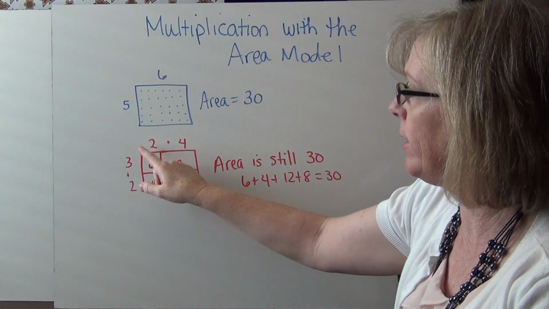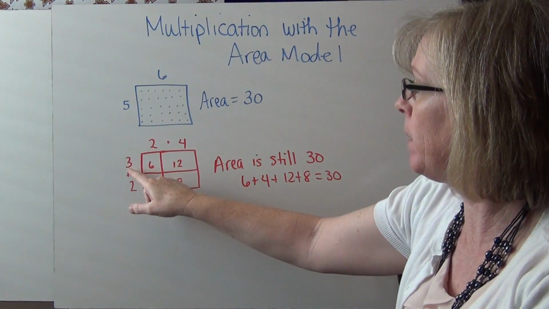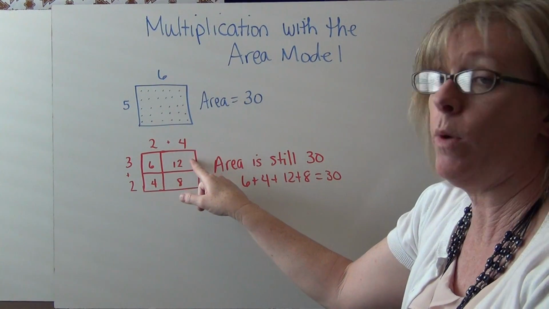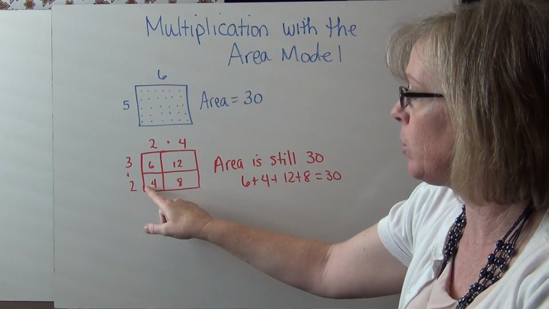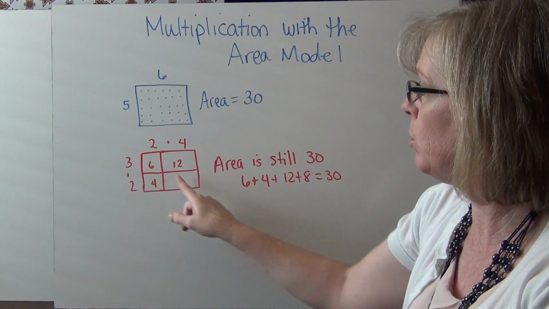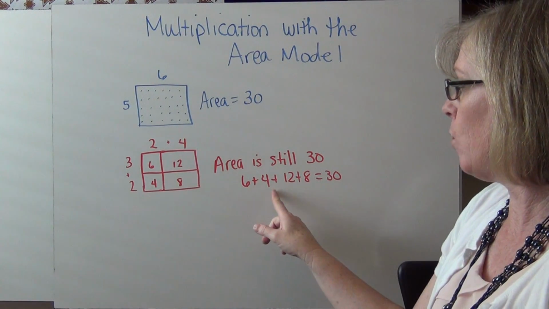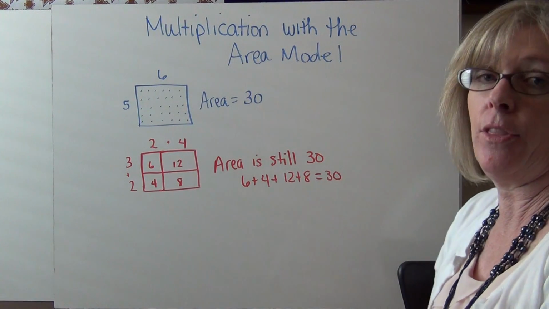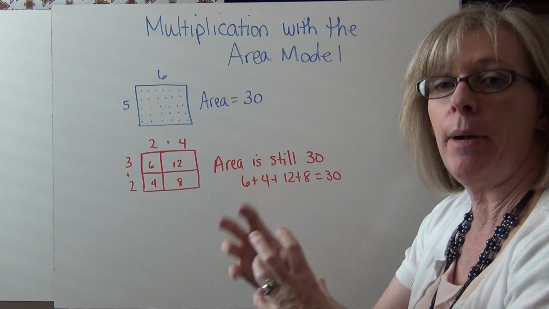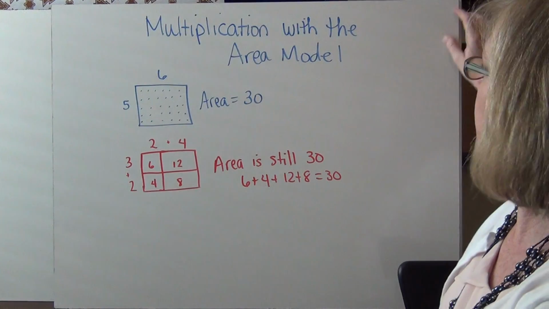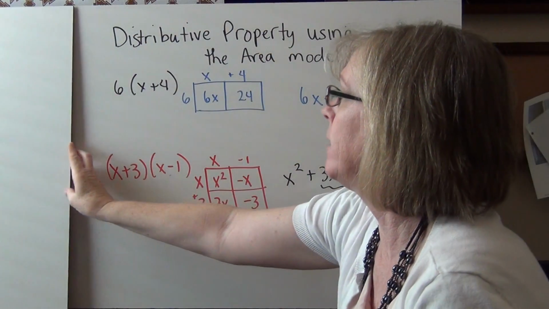So this little rectangle here is 3 by 2, and 3 times 2 is 6. This one would be 3 times 4, or 12. This one would be 2 this way and 2 this way, so it would be 4. And this one would be 2 by 4, or 8. If I add up 6 plus 4 plus 12 plus 8, I get 30. Okay? So I haven't changed the area, I'm just thinking about it in pieces. So we're going to talk about what that looks like in this class when you start multiplying.